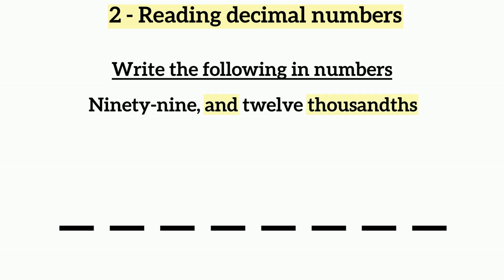Another question to solve. We have 99 and 12 thousandths. 99, then the decimal point. Then the 2 of the 12 should go in the thousandths place. That is the third. Then we write the rest of the 12. And lastly, we fill up the extra space with a 0. Remember, we don't put anything at the end.